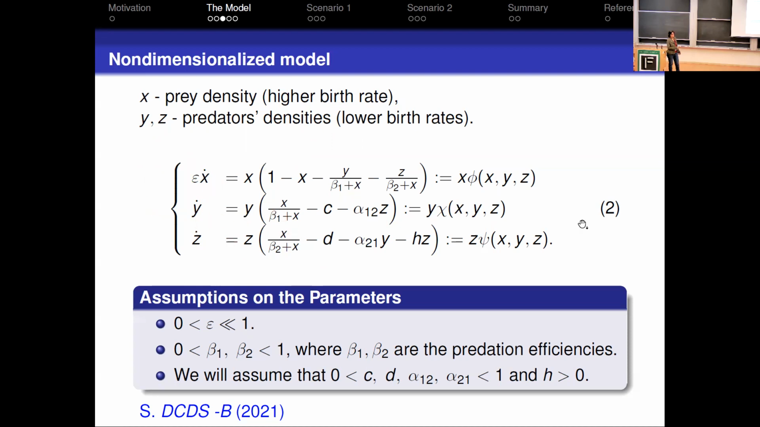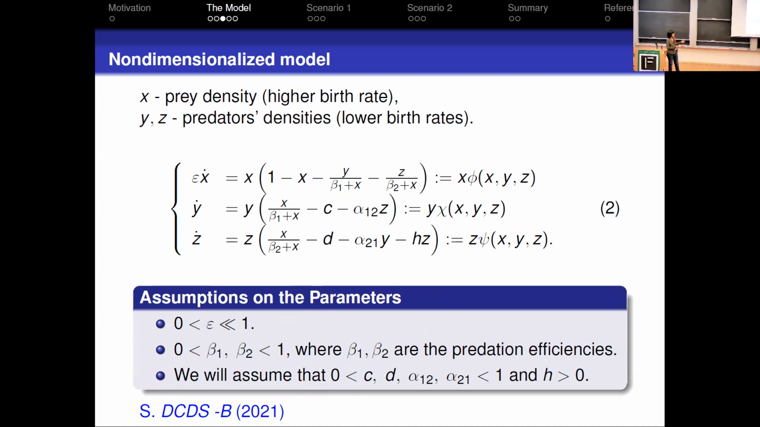And that's a natural assumption to make, because in real ecosystems, if you think about the prey species to be rodents or insects, they reproduce at a much faster rate than their predators. So we are going to hold all our parameters constant, except for h, which will be a bifurcation parameter. And we are going to assume that our parameters satisfy these conditions.